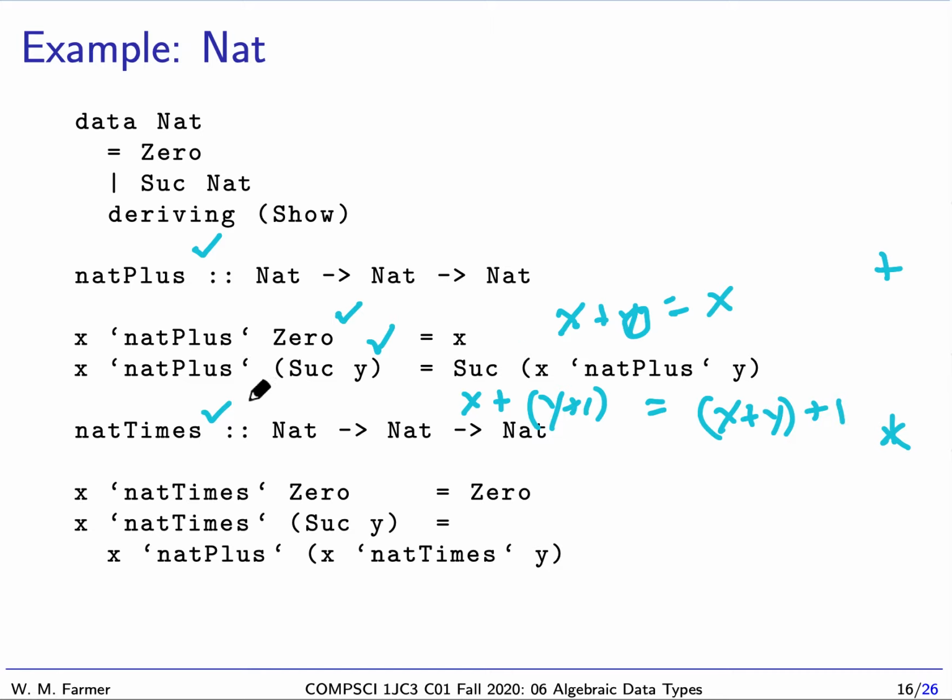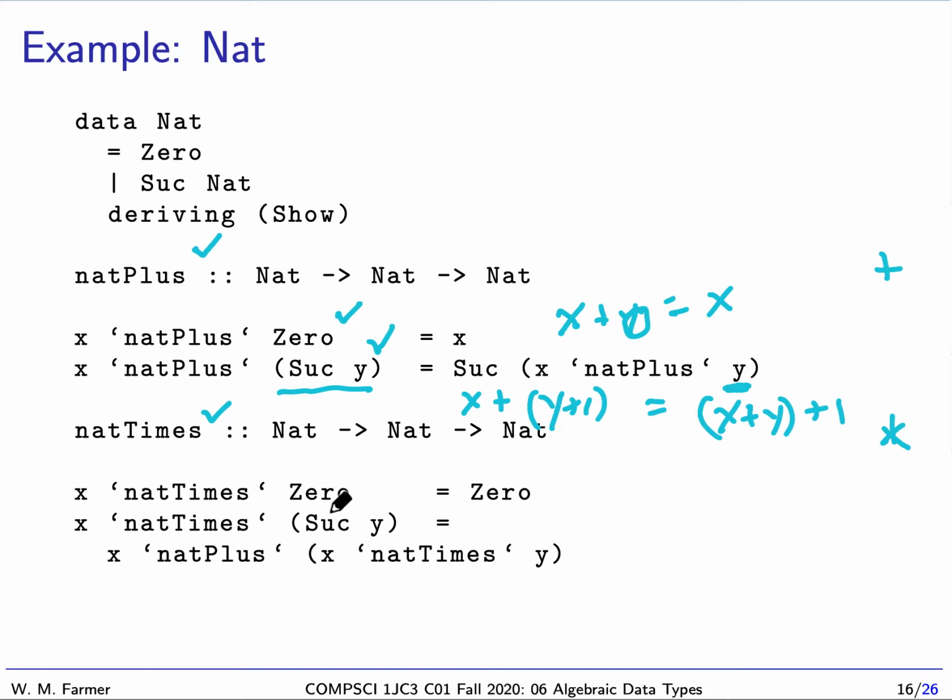Now notice that here the pattern is the successor of y, and we're using a y here. So by structural recursion, this makes sense. Whatever natural number value we assign to y here, it's going to be smaller here. Okay, so that's how we can define plus recursively for the NAT algebraic type.